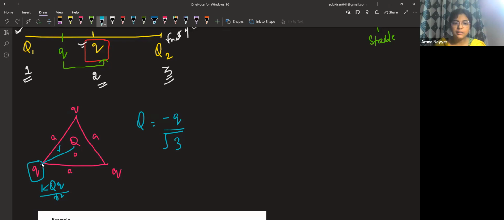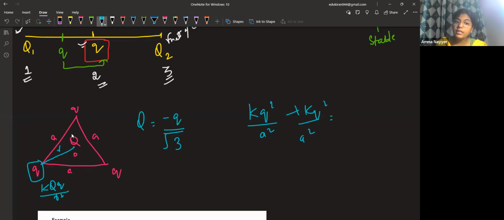For example, one will be k q square by a square, right? Another one will also be plus k q square by a square, like this. And one will be, see, this is a by root 3, whenever we have the centroid of the triangle. So I'm just taking it as R, so we can understand how to solve this. So this is the force due to this.